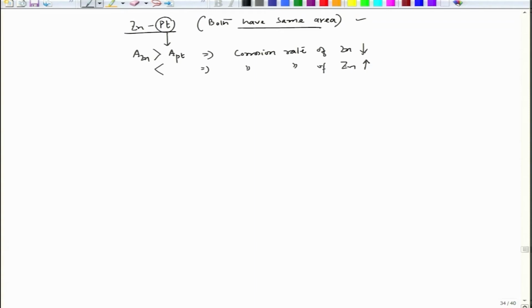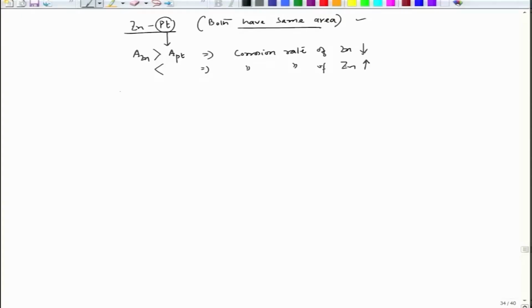So that means the cathodic as well as the anodic reactions are finding the same area, with the anodic reaction taking place on zinc. So the area effect we are not considering here.